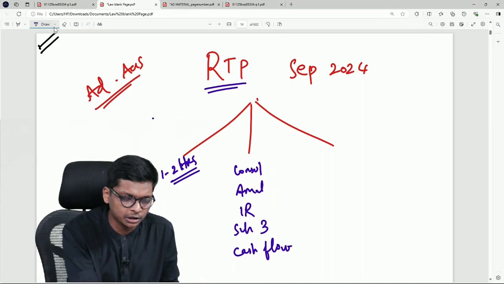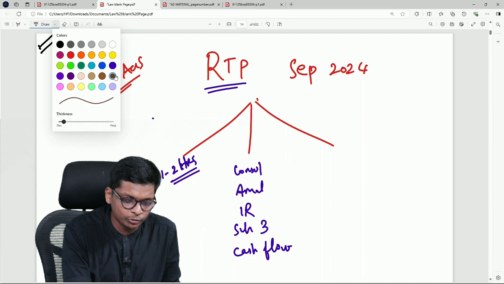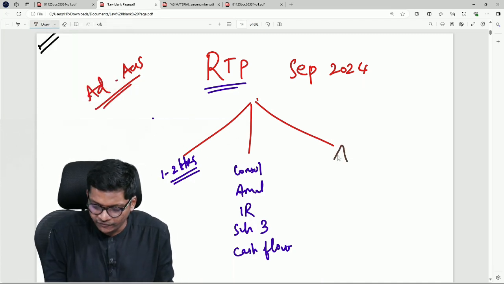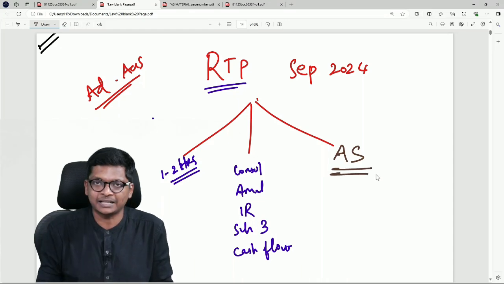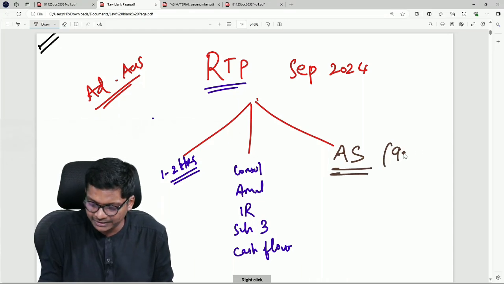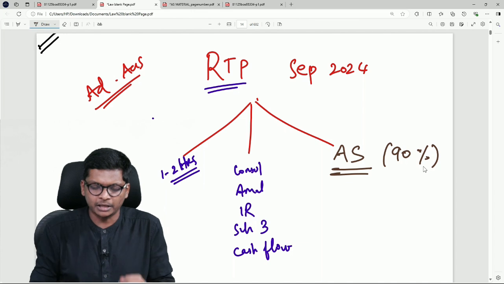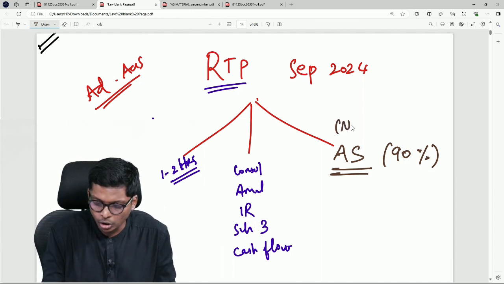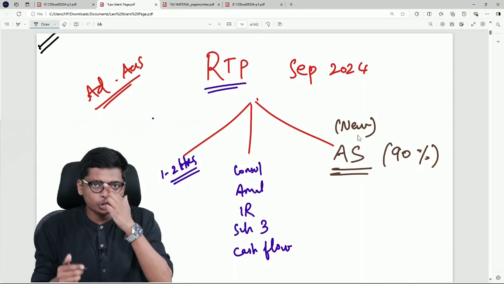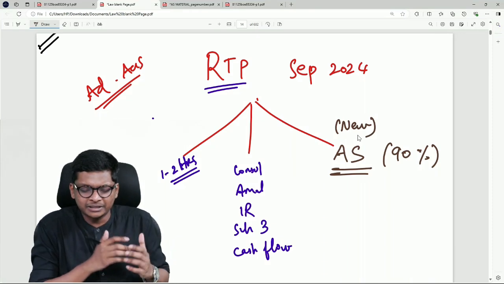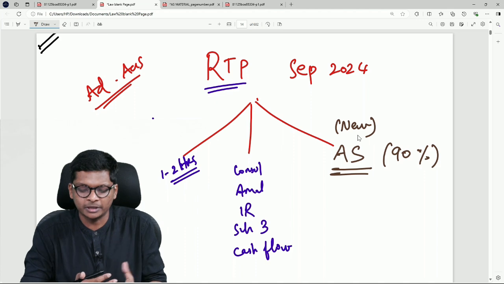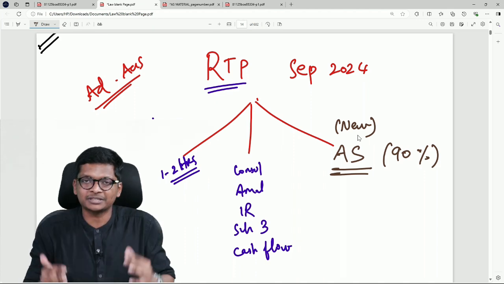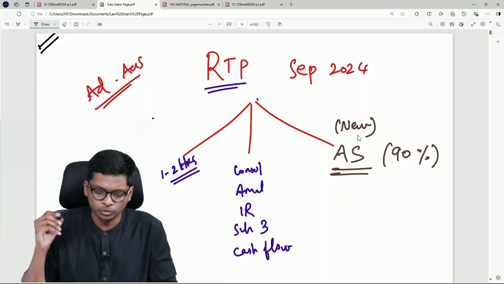So students might get doubt, sir, does this mean in exam also this will not come? Not at all. This time in RTP they are focusing more on accounting standards. So 90% of the questions in our RTP are accounting standards, and good news, there are a lot of new sums. Usually in the old RTPs in old syllabus, a lot of repetitive questions used to come, so students used to skip. This time we have a lot of new sums in the RTP that we are going to solve.